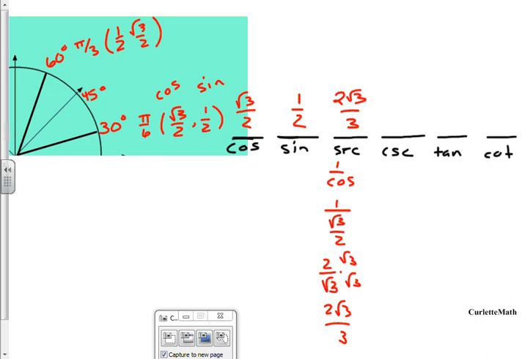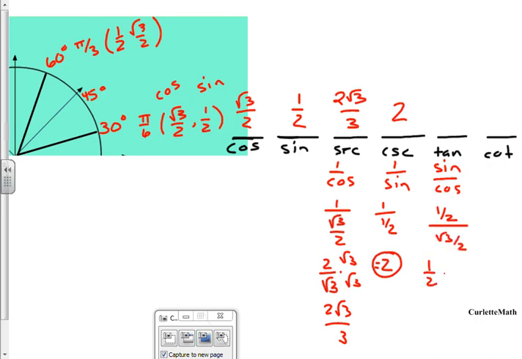Now our cosecant is 1 over sine, so that's going to be 1 divided by 1/2. So that's going to give us a value of 2. Now remember, tangent is sine divided by cosine, so our sine value is 1/2 divided by the square root of 3 over 2. Copy, change the multiplication, flip our second fraction. Now here, our 2's will cancel out and we get 1 over the square root of 3, which is going to be the square root of 3 over 3.